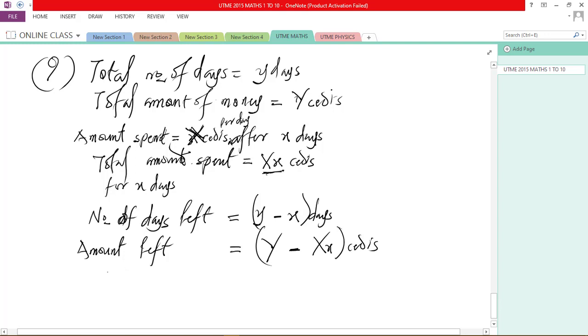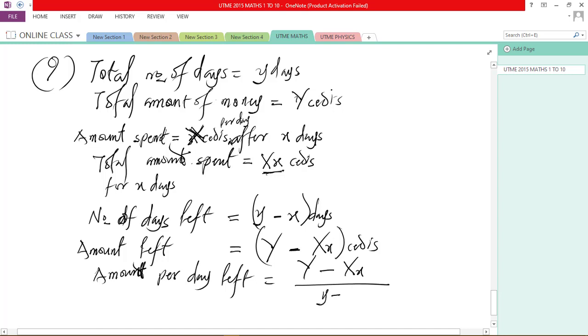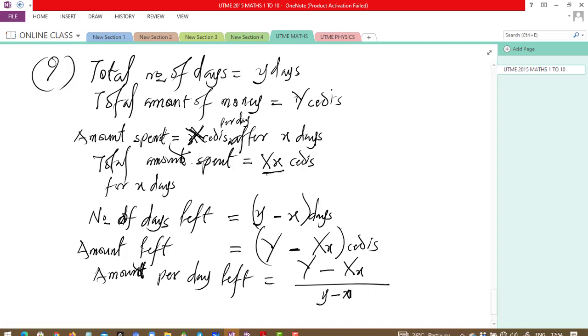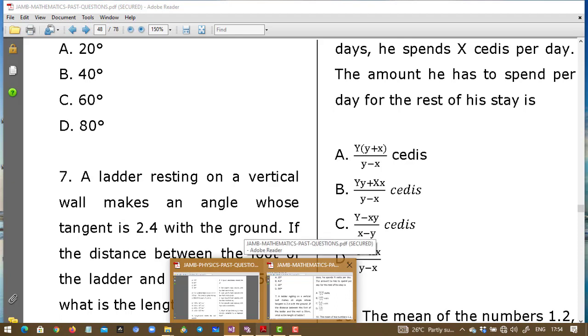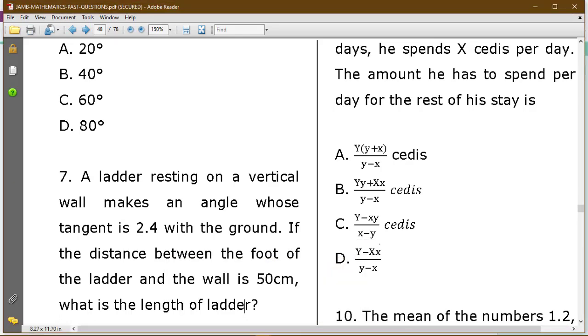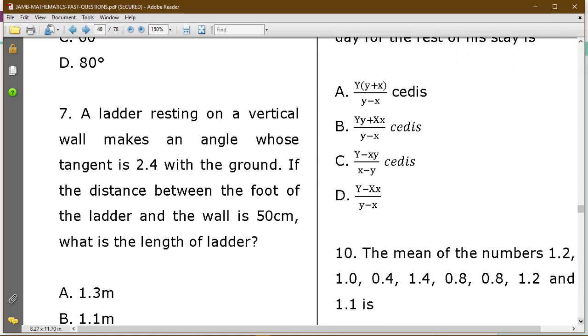So the amount per day left now will be the total amount left all over the total number of days left. So let's see the answer in the question. The answer here will now be Y minus X times X series all over Y minus X. That's D in this case.